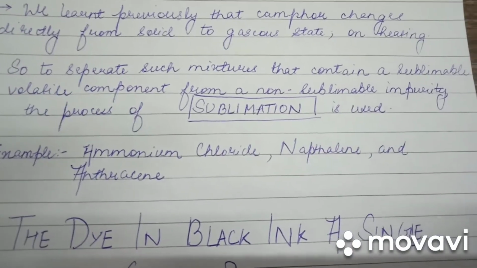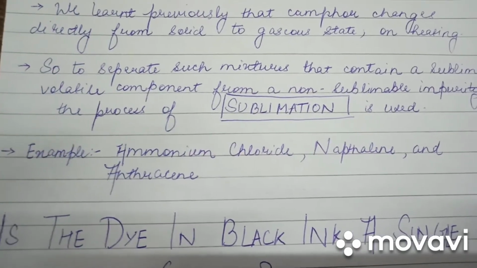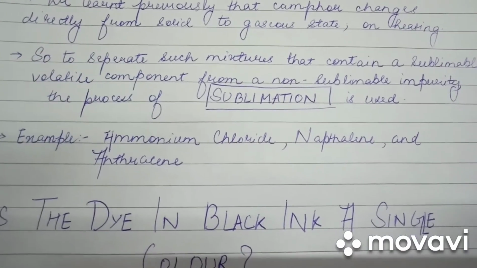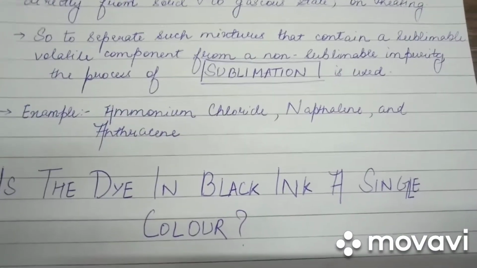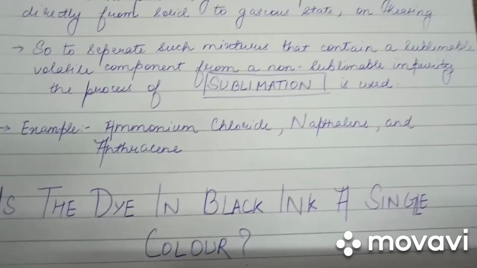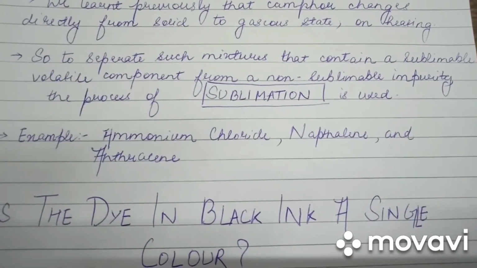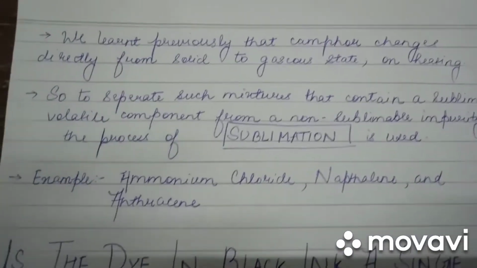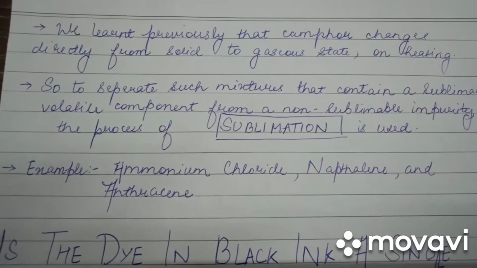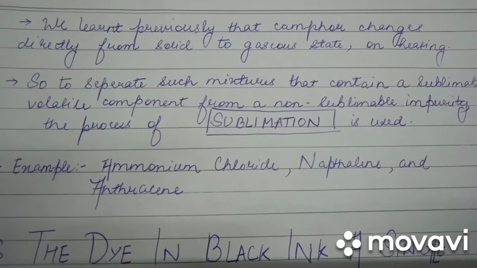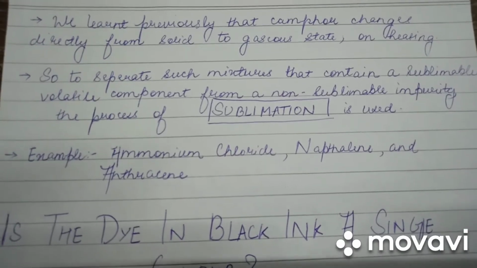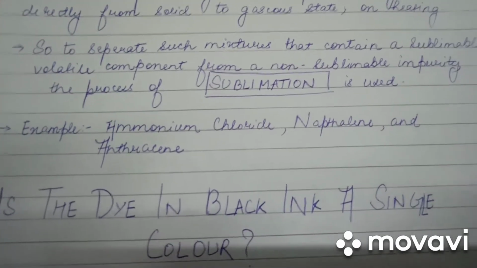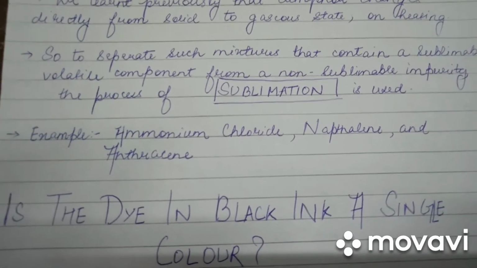To separate such mixtures that contain a sublimable volatile component from a non-sublimable impurity, the process of sublimation is used. Here the camphor in the mixture containing salt and camphor is a sublimable volatile component, as a result of which when the heat is constantly provided, camphor changes into vapor state. Therefore, we are able to separate salt and camphor. Few more examples include ammonium chloride, naphthalene and anthracene.